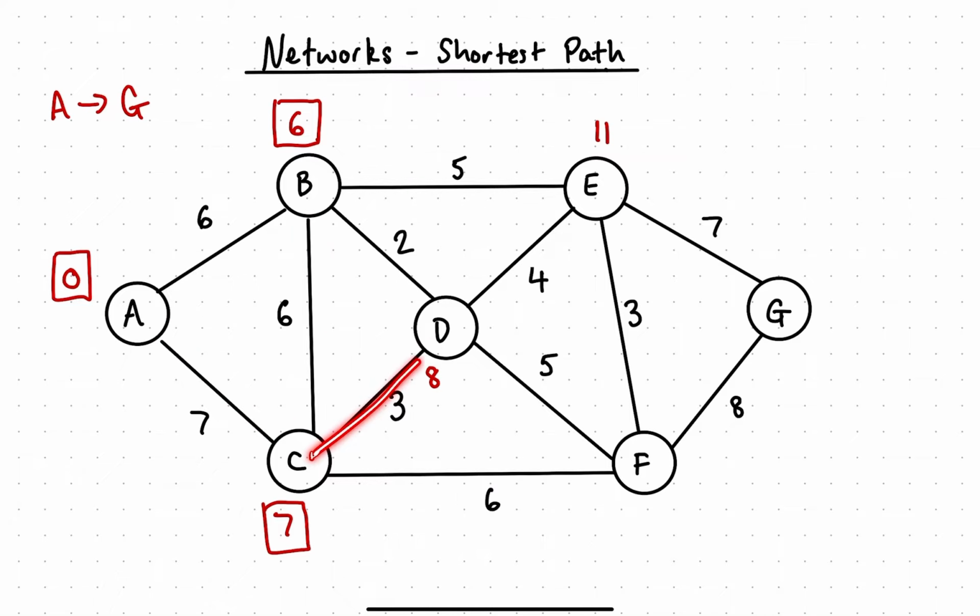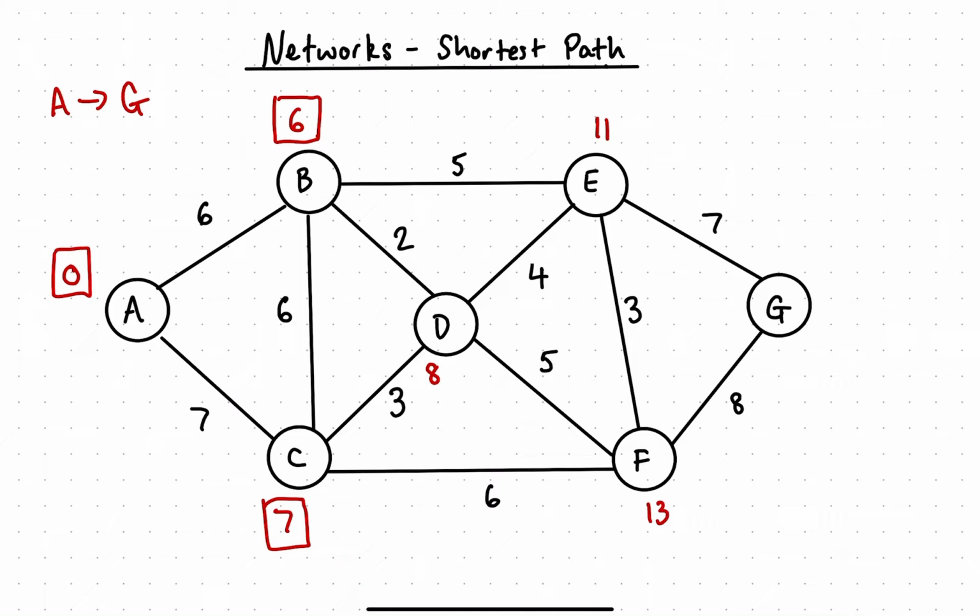However, from C, we could go to D. So what is 7 plus 3? Well, 7 plus 3 is 10. Is it smaller than 8? No. So we're not going to write the 10 down, so we're going to leave that alone. But we can go from C to F. 7 plus 6 is 13. There's no number there, so we're going to write the number 13. Okay. Now we've considered all the paths from C.